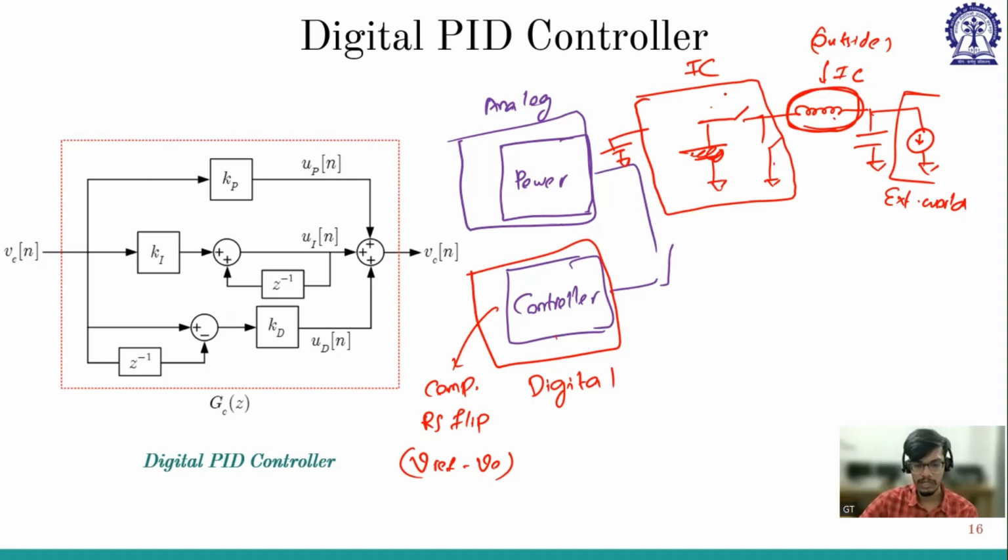The inductor you cannot put in the IC. It will be very difficult, and there will be a restriction also. Say if I want 1 microhenry, that cannot be put in an IC. An IC can make very little inductance. So in all commercial products, the inductor will stay outside, and only the switches will be inside.